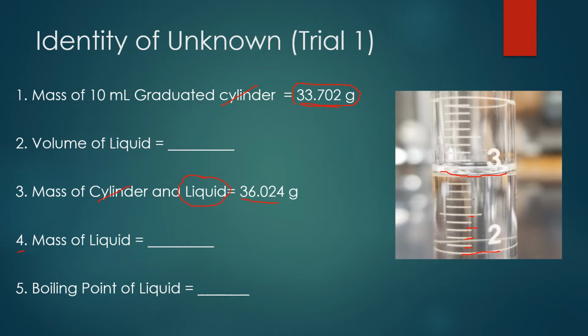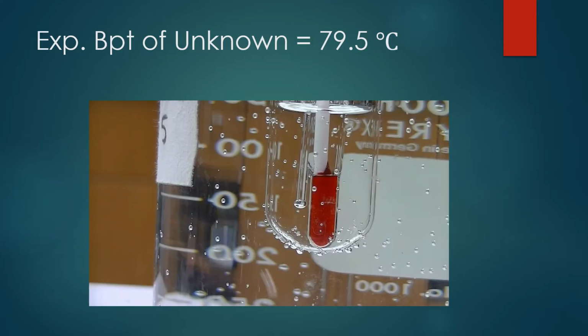Now for the last data point in trial 1, the boiling point of a liquid, we have to set up a boiling point apparatus. To set up a boiling point apparatus, we take that sample of the unknown liquid and we put it in a test tube. So you can see the test tube right here is submerged in a water bath. We then put a thermometer in the liquid in the test tube, which you can see the red bulb of the thermometer at the very bottom of the test tube.